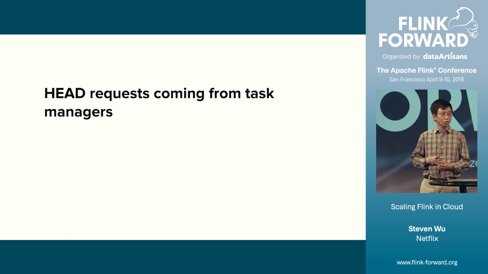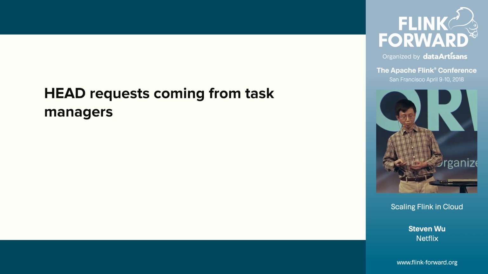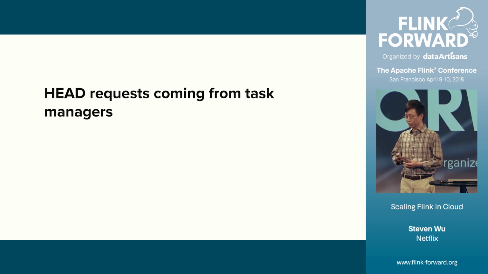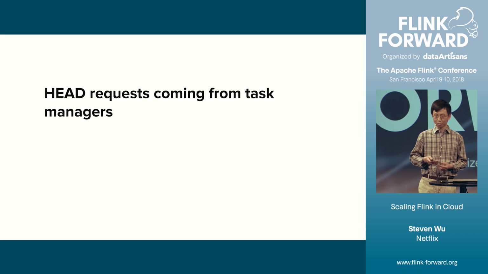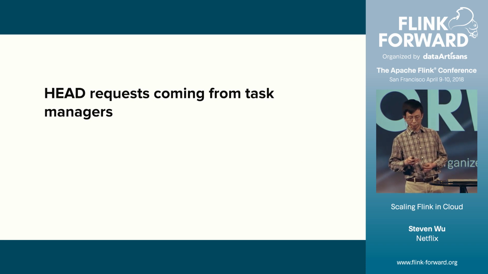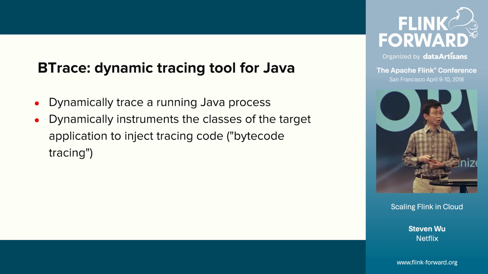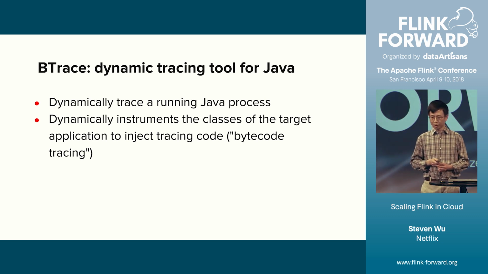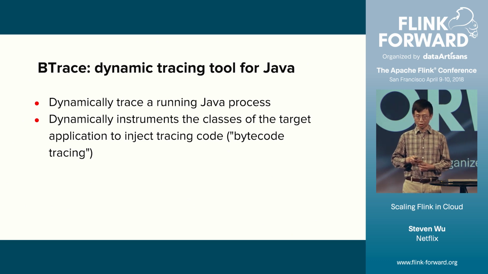From the access log, if we just do some manual spot checks, we find that those metadata requests mostly come from task managers. That's a little bit strange, because we know task managers do not write to S3 anymore with the memory threshold increase. So why are we still making so many metadata requests? So we use BTrace, which is a dynamic tracing tool for Java. It can dynamically trace a running Java process by injecting tracing code.